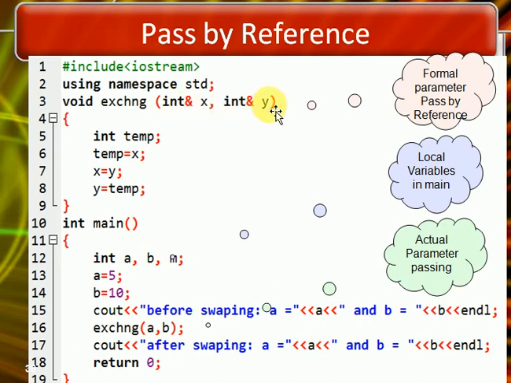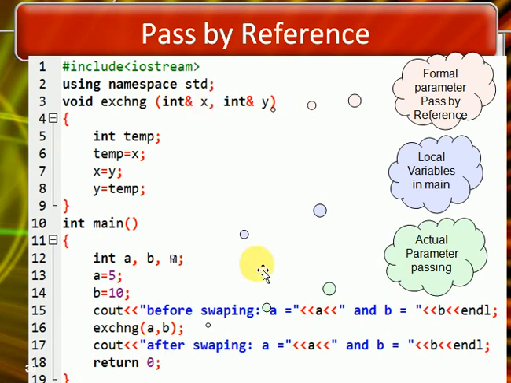So instead of passing values, we are here passing references of two variables, x and y. That is the function definition, so these two are formal parameters. Actual parameters are used in the function call, and that function is called from the main function. Here is the main function. It's the actual call of this function, exchange(a, b). These are actual parameters, and in the function definition these two are formal parameters.